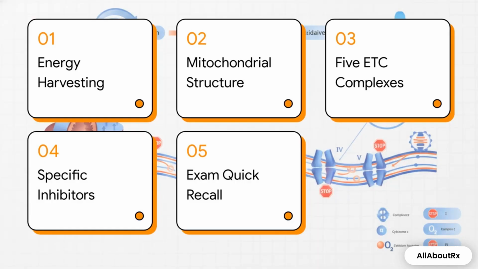To make this as logical and testable as possible, we'll take a macro to micro journey today. We're starting with an energy harvesting overview, exploring the mitochondrial architecture, breaking down the 5 ETC complexes, mapping out site-specific inhibitors, and wrapping up with a quick exam recall.